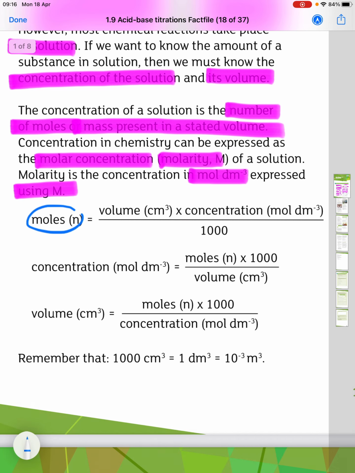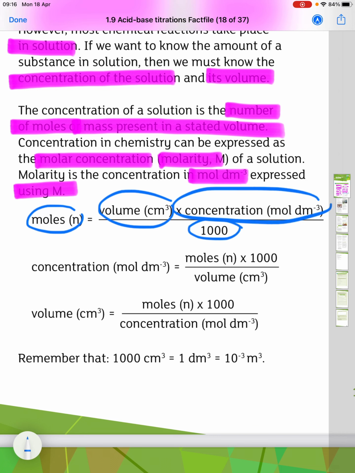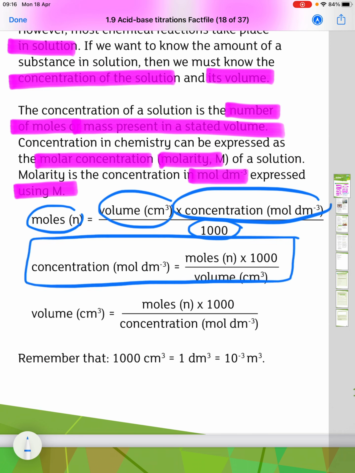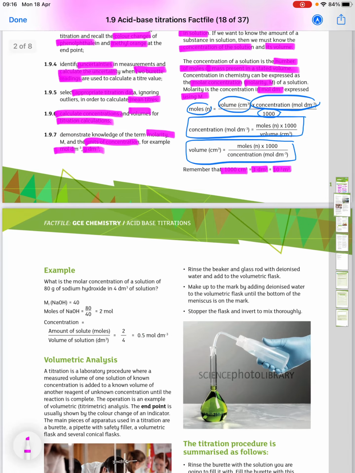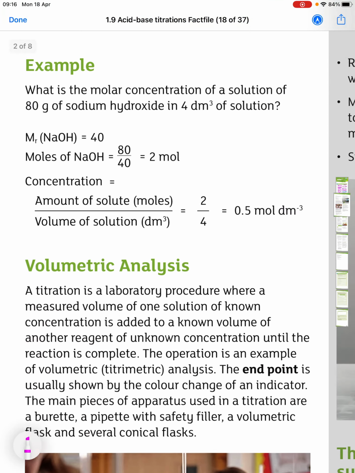So the formula here is moles equals the volume in cubic centimetres times the concentration, moles per dm cubed, over 1,000. If you want to rearrange that, the concentration is the number of moles times 1,000 over the volume, and the volume is the number of moles times 1,000 divided by the concentration. And remember, 1,000 cubic centimetres is 1 dm cubed, is 10 to the minus 3 metres cubed.